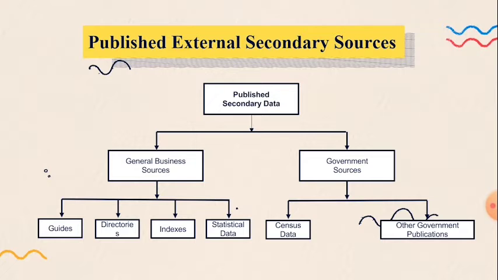Published external sources may be broadly classified as general business data and government data. General business sources are composed of guides, directories, indexes, and statistical data. Government sources may be broadly categorized as census data and other publications. Computerized database may be classified as online, offline, and internet as shown in figure.